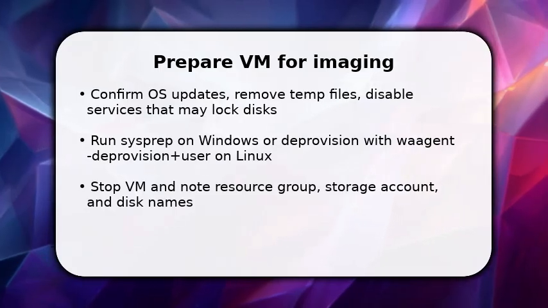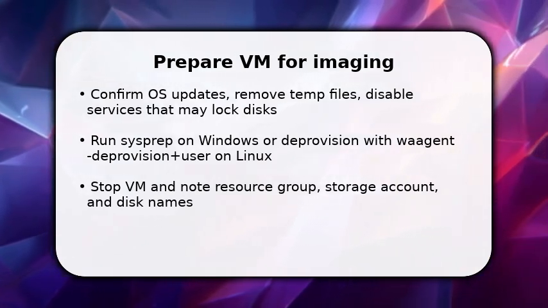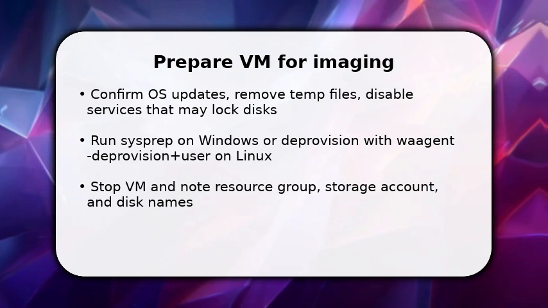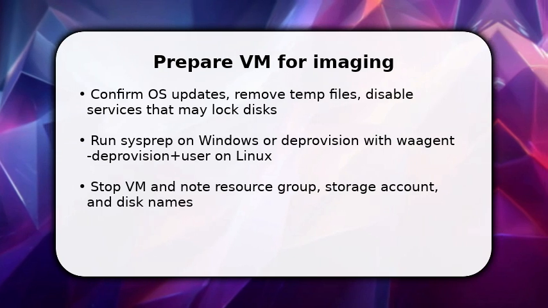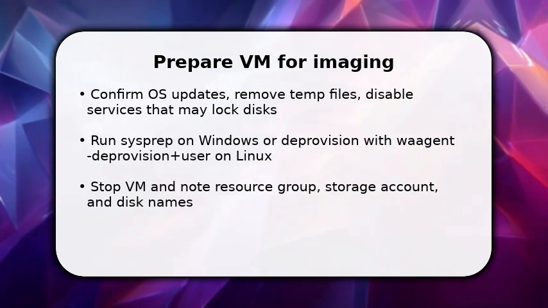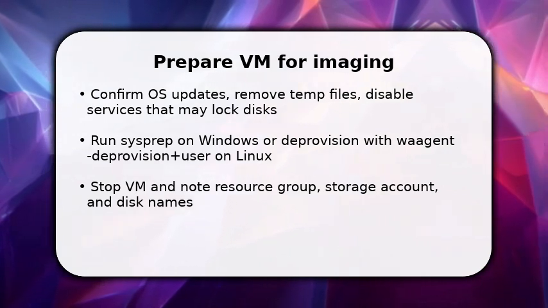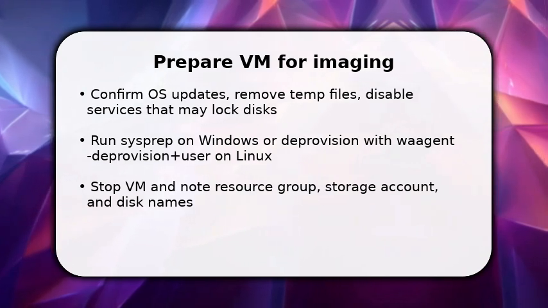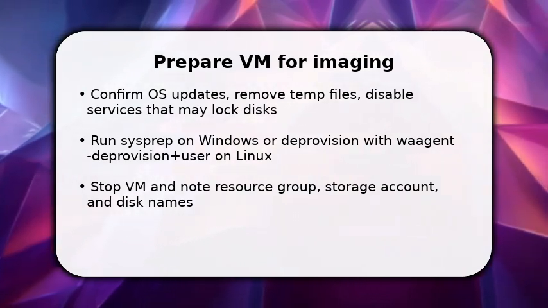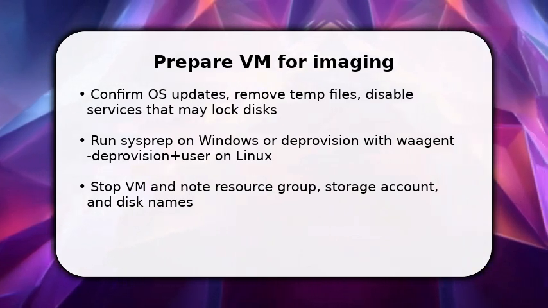You begin by making the VM image ready. Clean up updates, remove temporary files, and disable any services that lock disks so the snapshot is consistent. Next, on Windows run sysprep with generalize checked. On Linux run the waagent -deprovision command to remove machine-specific data. Once done, shut down the VM from the Azure portal or CLI and make sure you have the resource group, storage account, and managed disk names handy before proceeding.